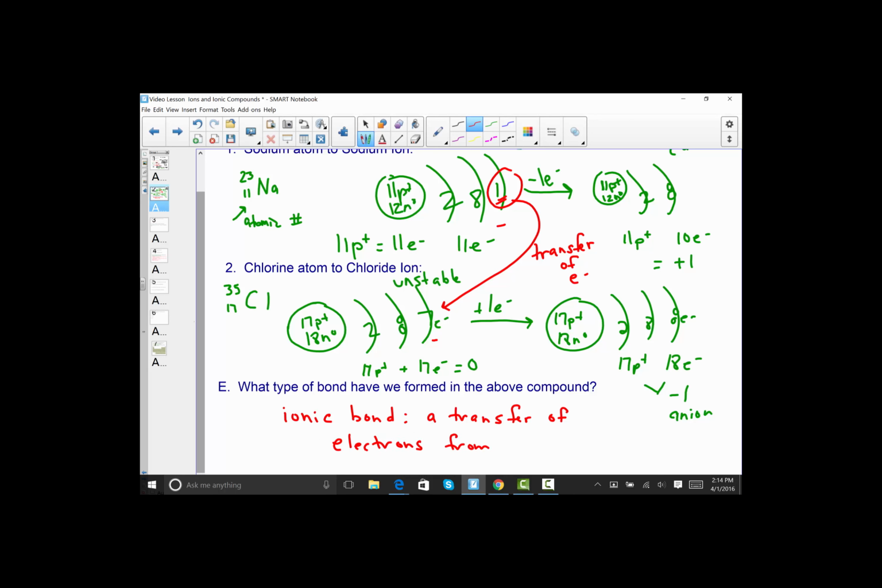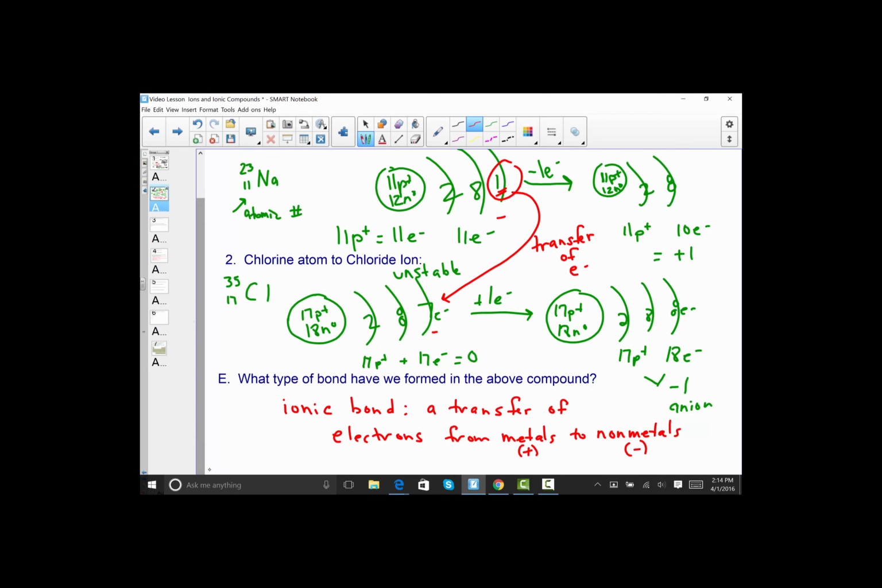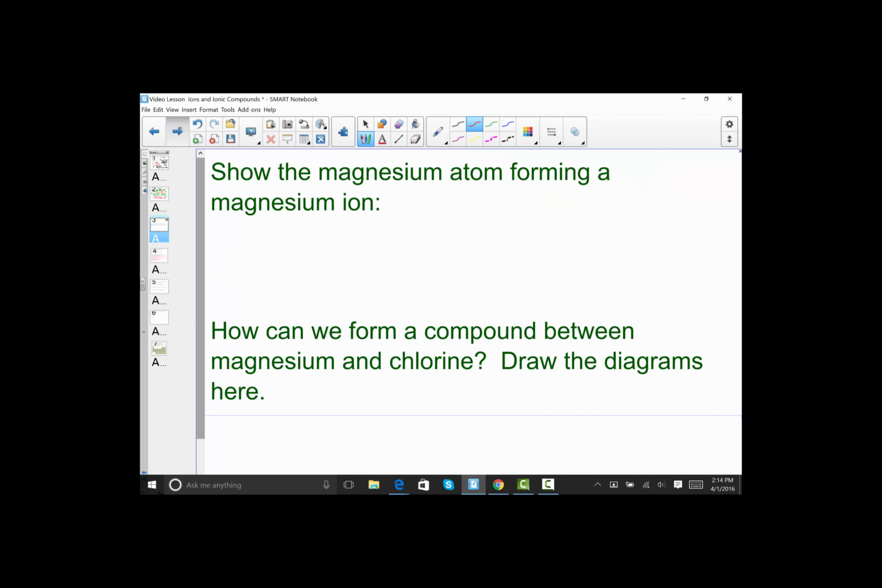Where metals like to lose, and remember, losing electrons makes it become positive, and they lose those electrons to the nonmetals, who are going to gain electrons and form anions. When we take into consideration a transfer of electrons where the metals lose and the nonmetals gain, we see this category of compounds known as ionic compounds, compounds built of ions.